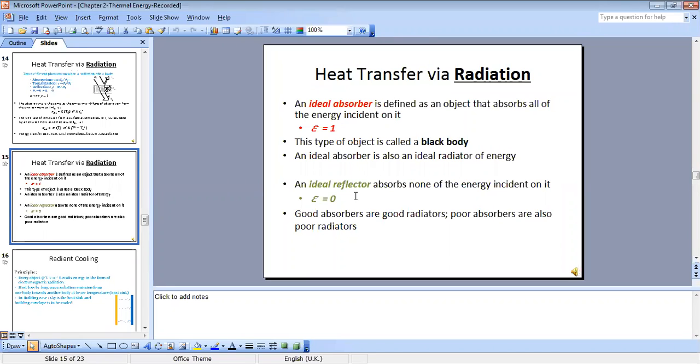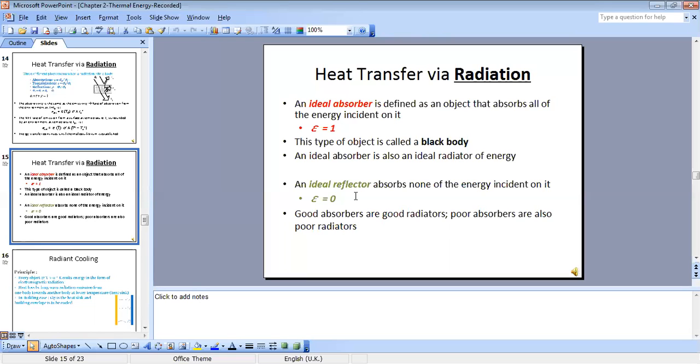So to summarize, an ideal absorber is characterized by epsilon equal to 1 because it will absorb all the energy incident to it and it will emit this energy back in the form of radiation. And it is called in this case a black body. This is why we say that an ideal absorber is also an ideal radiator of energy, because everything absorbed will be radiated back. Now, an ideal reflector absorbs none of the energy incident on it. So in this case, epsilon is 0, and the total proportion will be reflected back.